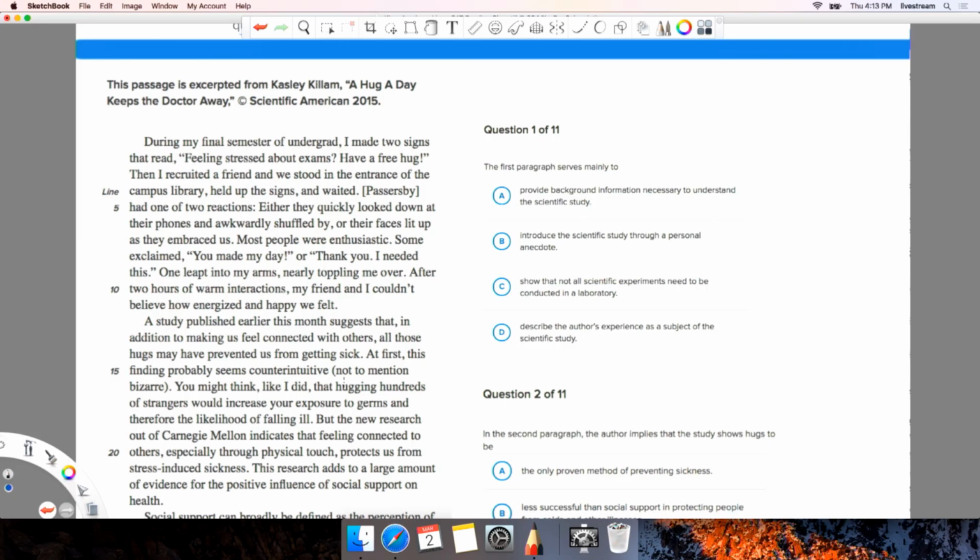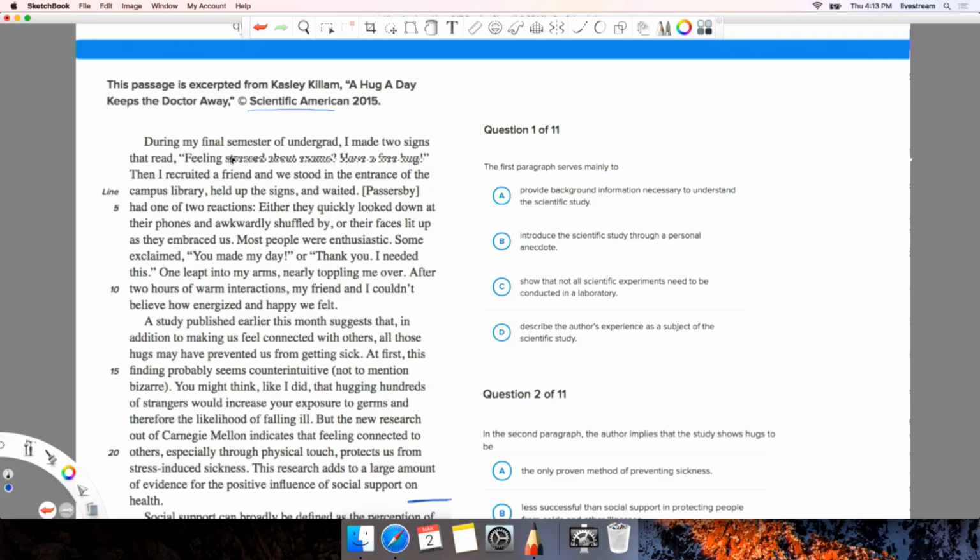Let's go ahead and read the passage just up to this point here, and then we'll pause. So let's go ahead and do that. This passage is excerpted from Kazli Killam, A Hug a Day Keeps the Doctor Away, Scientific American. Okay, so this looks like a study. So during my final semester of undergrad, I made 2 signs that read, feeling stressed about exams, have a free hug. Then I recruited a friend, and we stood in the entrance of the campus library, held up the signs, and waited. Passersby had one of 2 reactions.